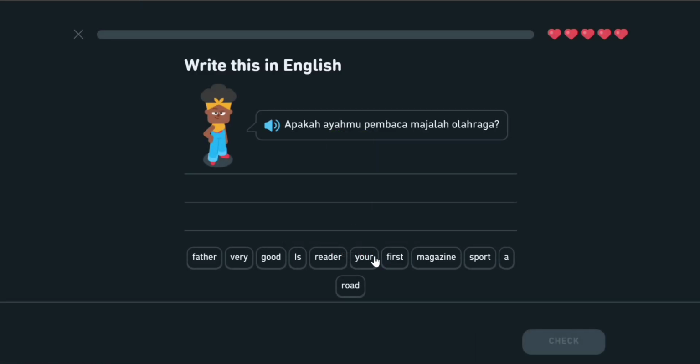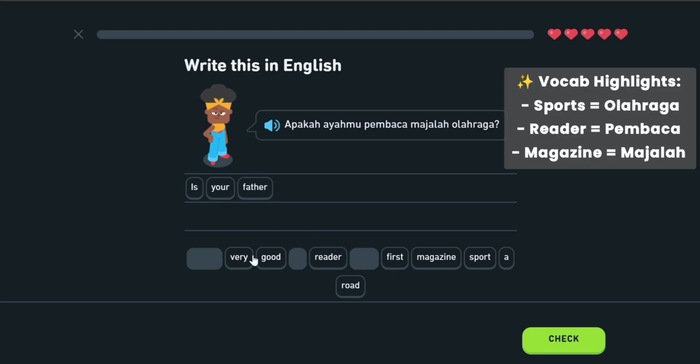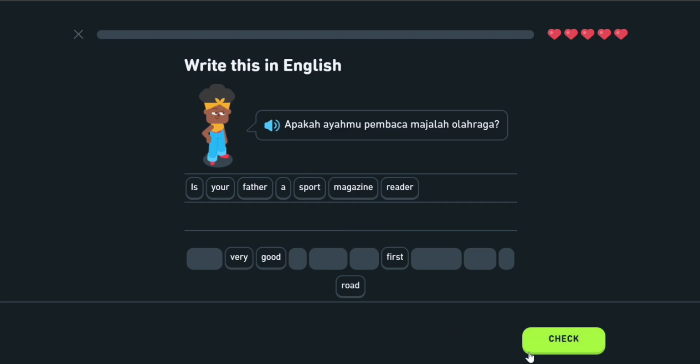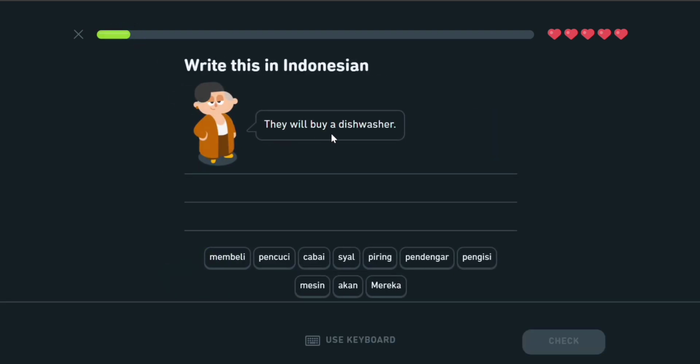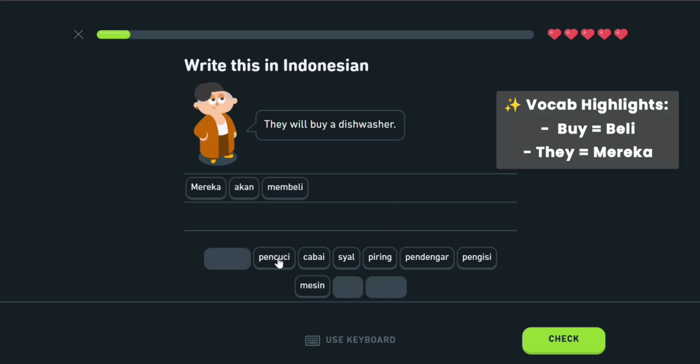Apakah ayah membaca majalah olahraga? Okay. So, is your father a sport magazine reader? Check. Continue. They will buy a dishwasher. Mereka akan membeli mesin pencuci piring.